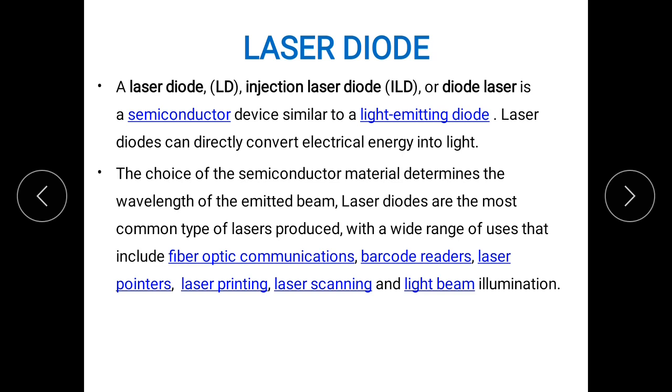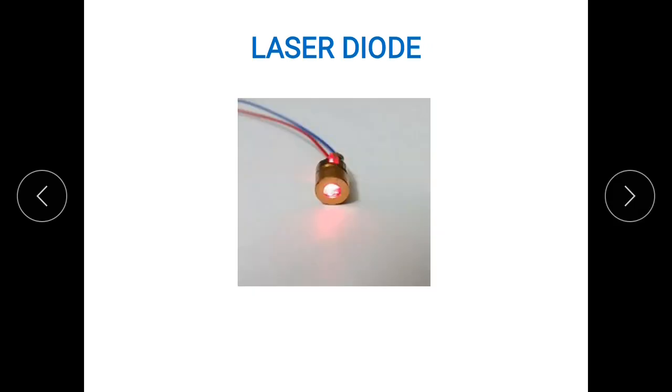Then it is also used in barcode readers. When we go to shopping malls or DMarts, at the counters the barcode readers are used, and at that time laser diodes are also used. It is also used in laser pointers, laser printing, laser scanning, and light beam illumination. This photograph shows a laser diode.